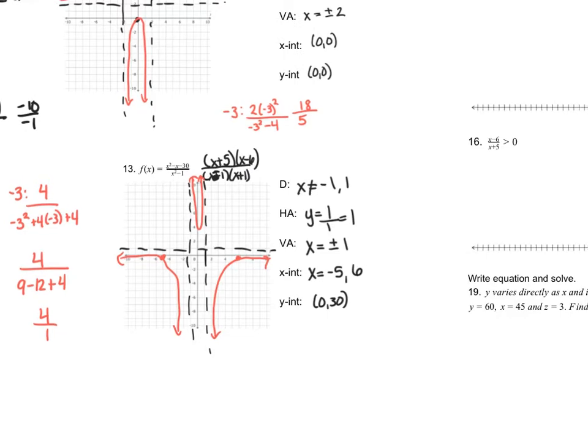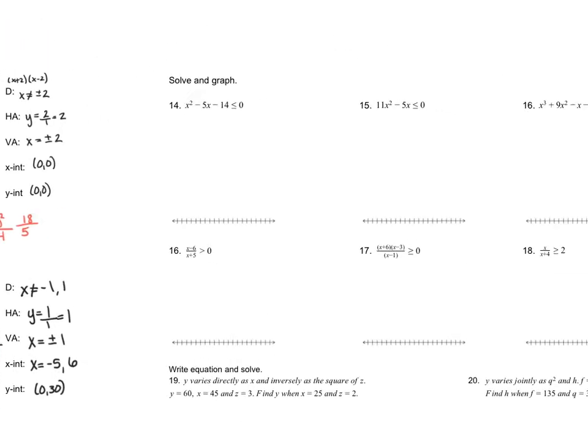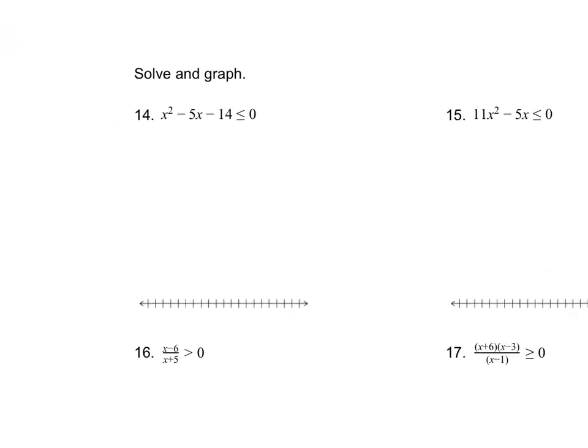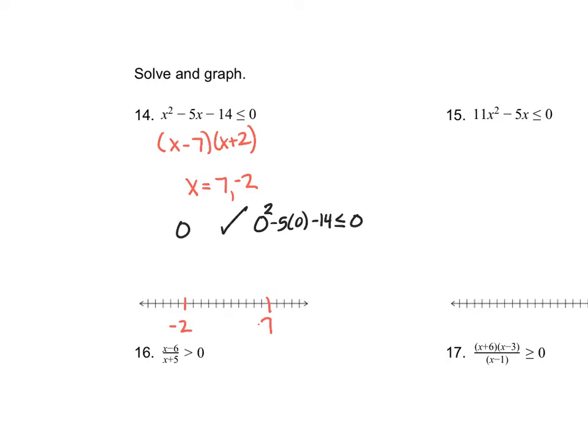All right, so now on to 14. Solve and graph. Remember that we factor first. It's x minus 7 and x plus 2. I set both of those equal to 0. I'm going to plot both of those, negative 2 and 7. I'm going to pick 0 because it's in the middle and see if it works. So, is negative 14 less than or equal to 0? Yes, it is. So I'm going to shade in between.